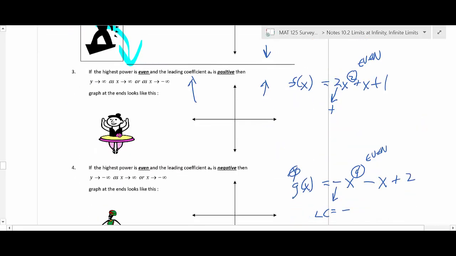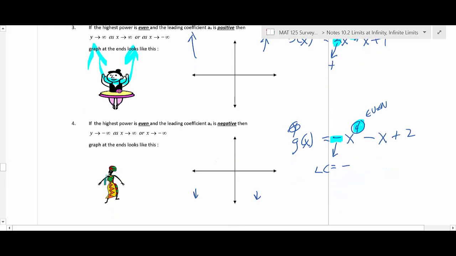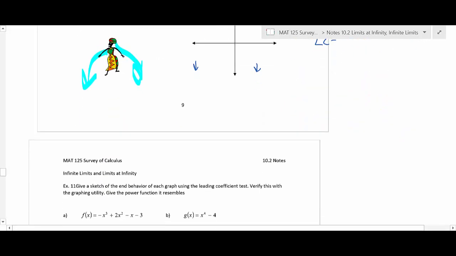Then we have even powers. If your highest power is even and the number in front, which we call the leading coefficient, is positive, then the dancer does this, like a parabola. And if you have the same thing, even, but a negative leading coefficient, that reflects it and makes the graph go like that. That's stuff that typically you might learn in college algebra or finite math. It's easy to forget, but once you have that down, it'll be real easy to do these limits.